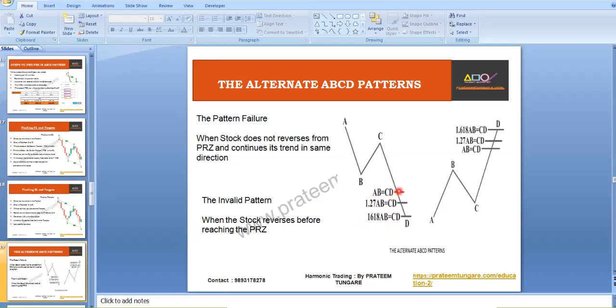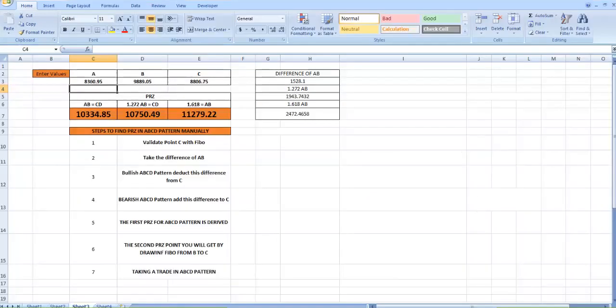The stock is not reversing and moving up from here. Then there is a probability that the stock will reverse from 1.272 AB is equal to CD or 1.618 AB is equal to CD. We simply need to delete this AB is equal to CD pattern, and from our Excel sheet, which has given us our D point, this is our 1.272 AB is equal to CD PRZ. We need to put these values in our D point.